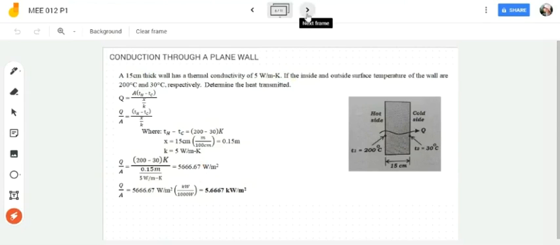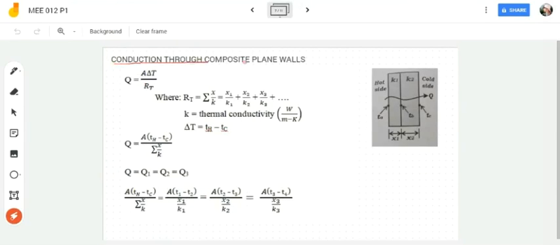Okay, next topic, we have conduction through composite plane wall and the working formula for conduction through composite plane wall. Let's derive this. So from our first formula a while ago, your Q is equal to A delta T over the resistance. And then for the conduction through composite wall, since we have multiple resistances here, as you can see, we have two walls here. Okay, for this figure, we have two walls.